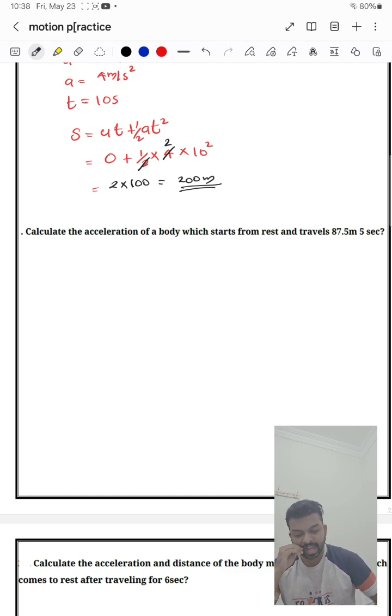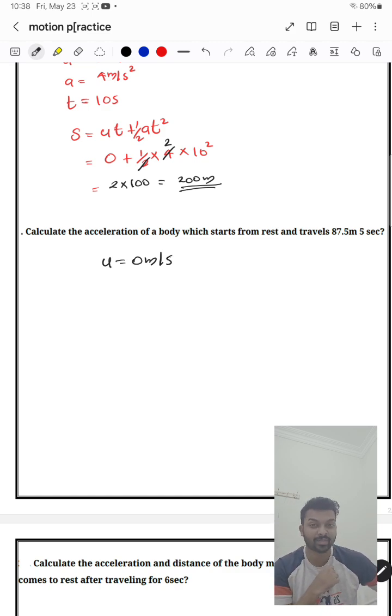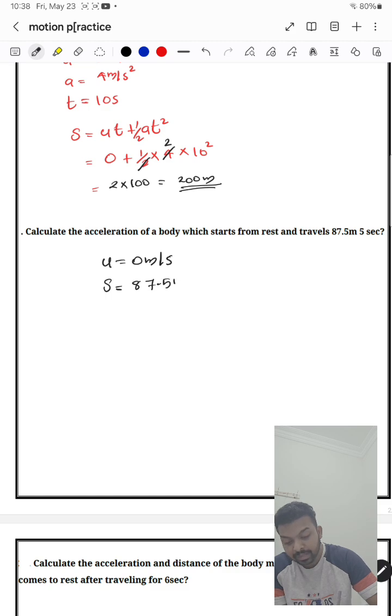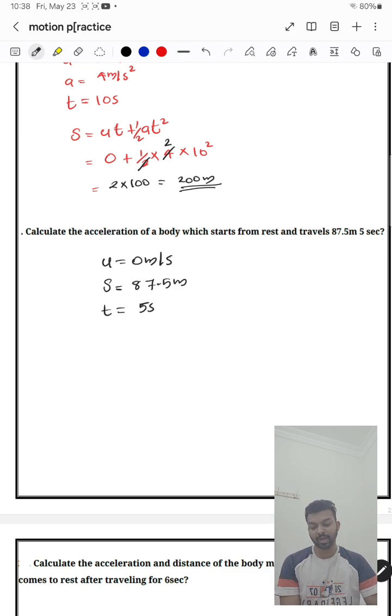So here the acceleration of a body has to be found, which starts from rest. Rest means what? U is equal to 0 meter per second. Clear? And then it travels 87.5 meters. So S is equal to 87.5 meters, and time is given, time is equal to 5 seconds. Okay people, so you have to find what?